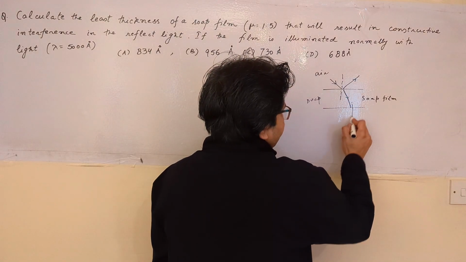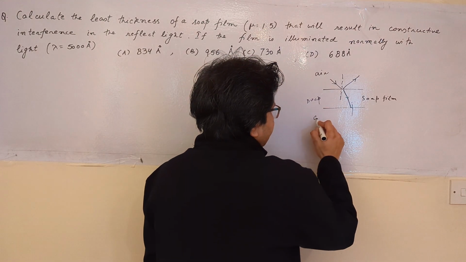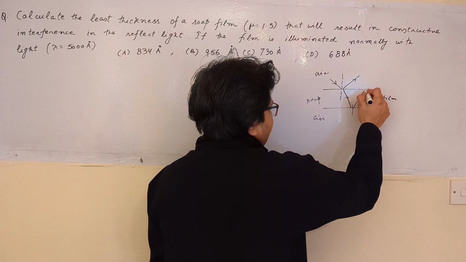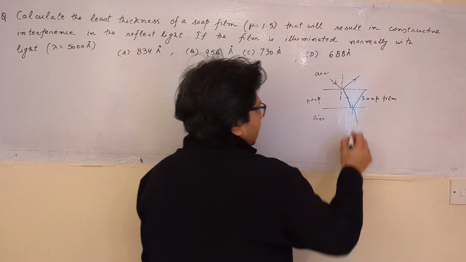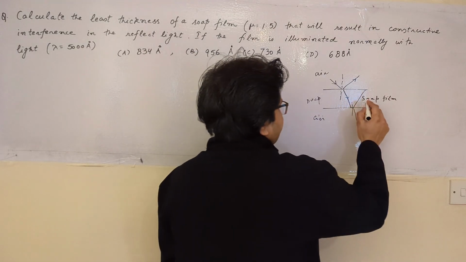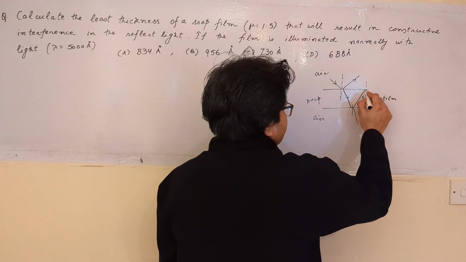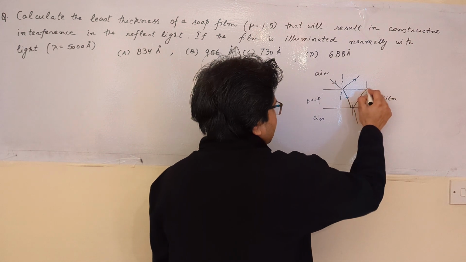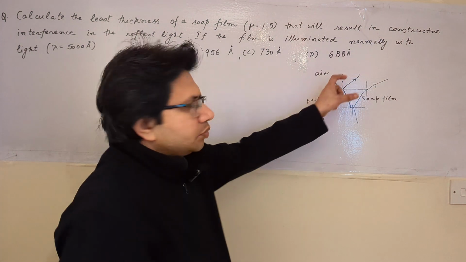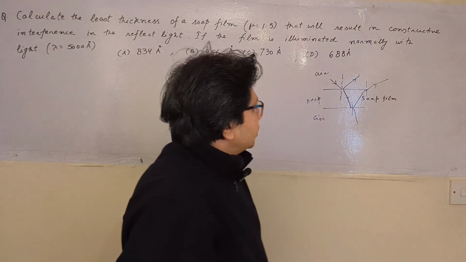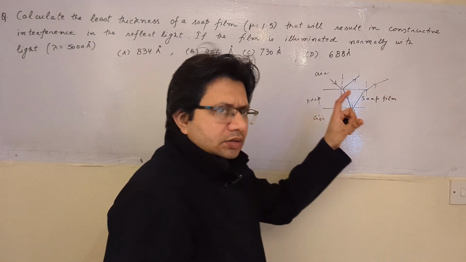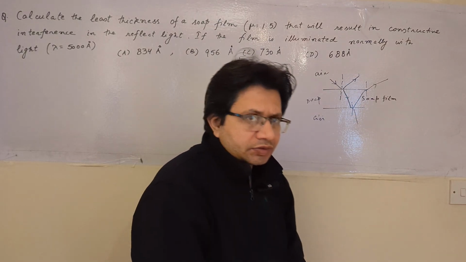Now at the soap and air interface, again there is reflection as well as refraction. Some part of it goes to the air and some part of it reflects back. And after this particular reflection, there is also a refraction. So these two rays produce interference. Due to the interference, there are constructive as well as destructive interference.